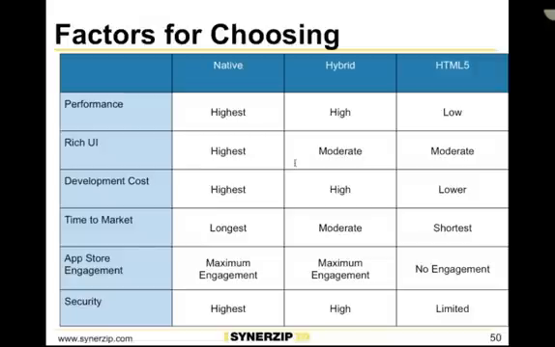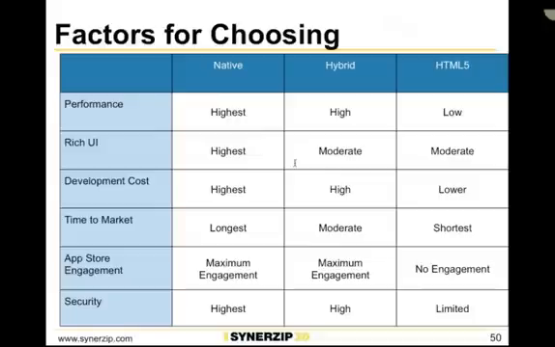On the other hand, if you're talking about a fairly good-looking UI, like I just showed you on QuickOffice Connect, HTML5 or hybrid could easily work for you. In terms of performance, we have to look at the application performance overall. Development cost is an important factor. Time to market again is an important factor. So we'll look at all these points in a chart.